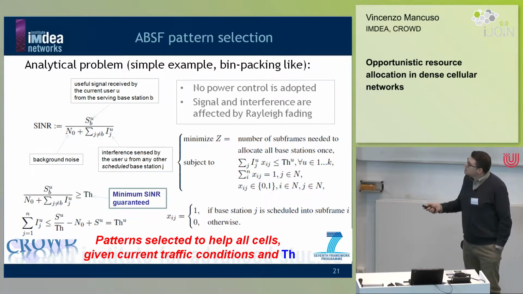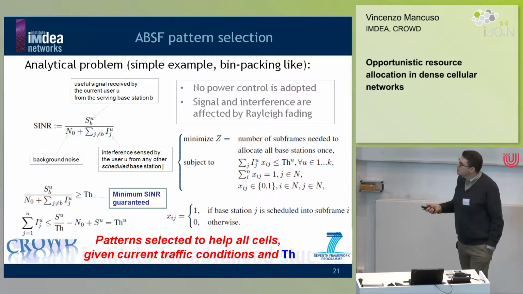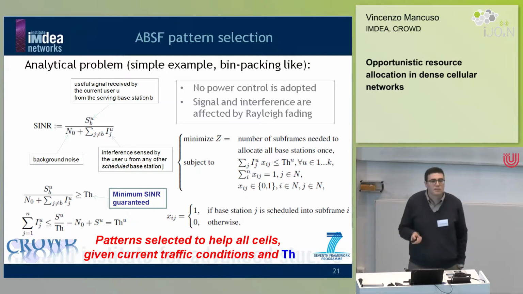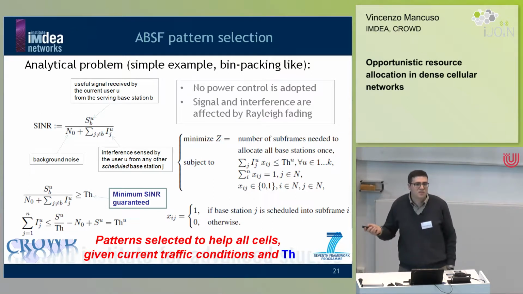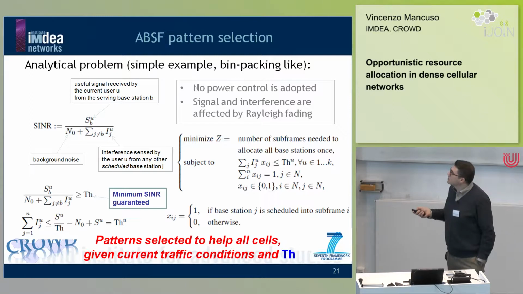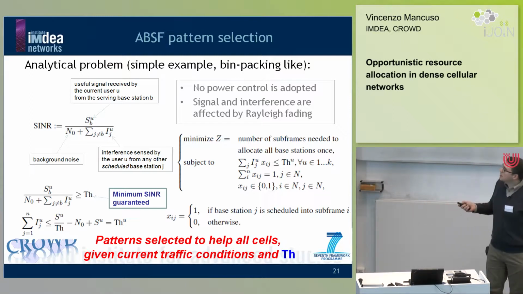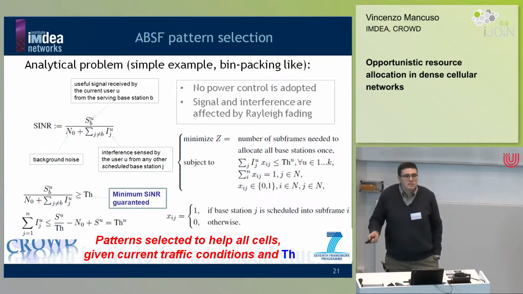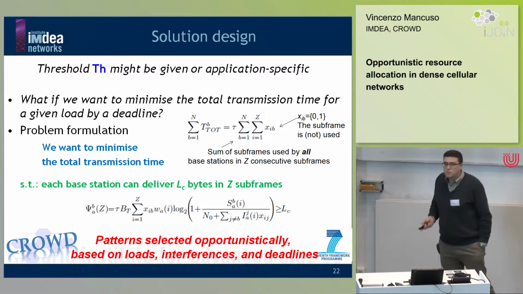How do we do that? We basically impose that the signal-to-noise-and-interference ratio, actually you can forget about the noise, it's basically the signal-to-interference ratio that you have in this kind of system, is always higher than a given threshold. The threshold could be given because it's application specific, but in general it could be computed.